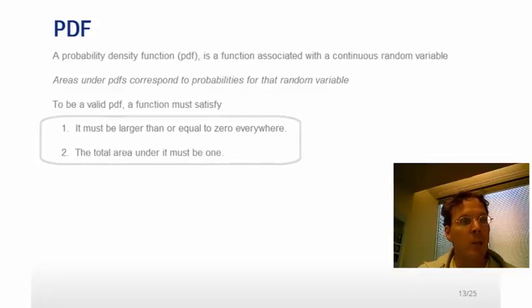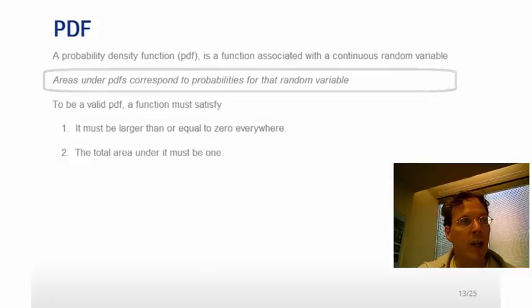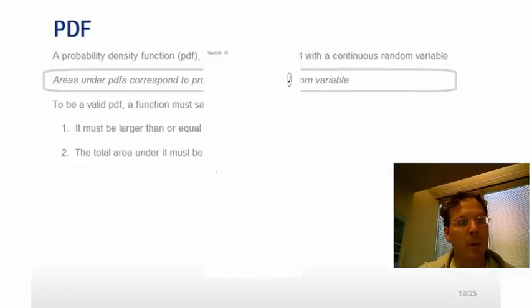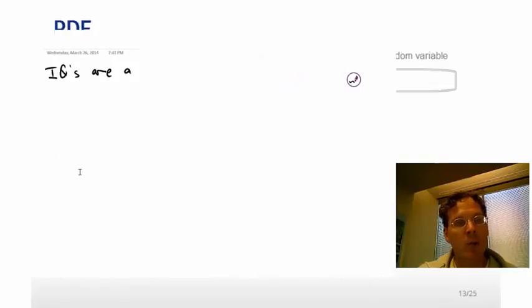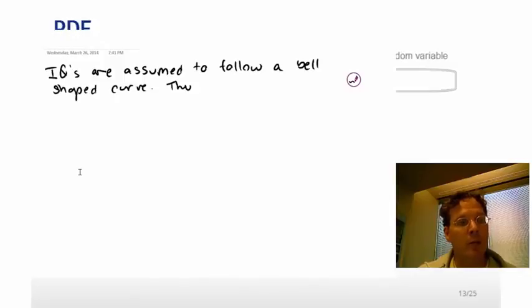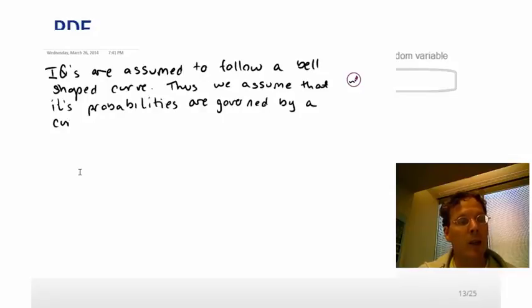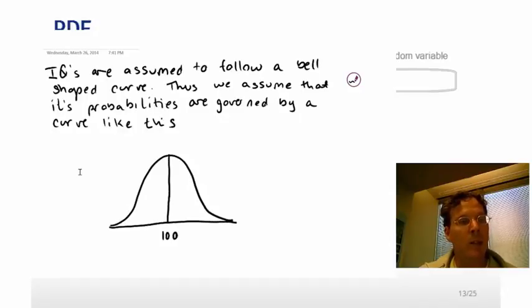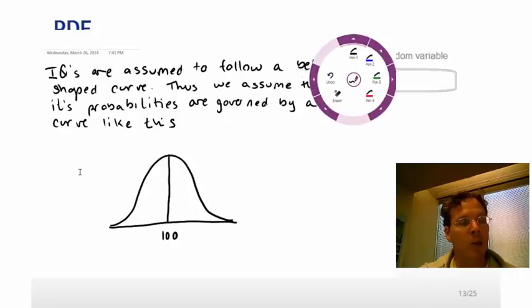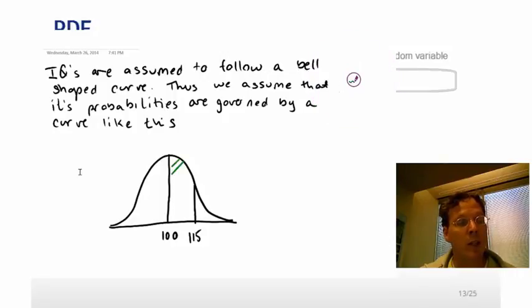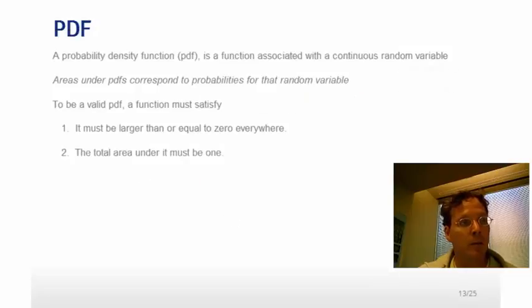And then here is the basic rule of a probability density function. Areas under probability density functions correspond to probabilities for that random variable. So for example, if I say intelligence quotients are normally distributed with a mean of 100 and a standard deviation of 15, that implies that the population follows a specific bell-shaped curve, and that I'm assuming that if I were to draw a sample, the probability that a person from that sample has an IQ between 100 and say 115 is this area right here.